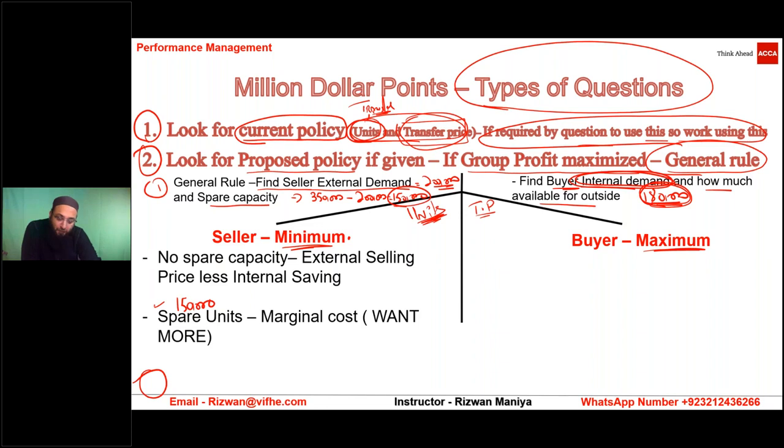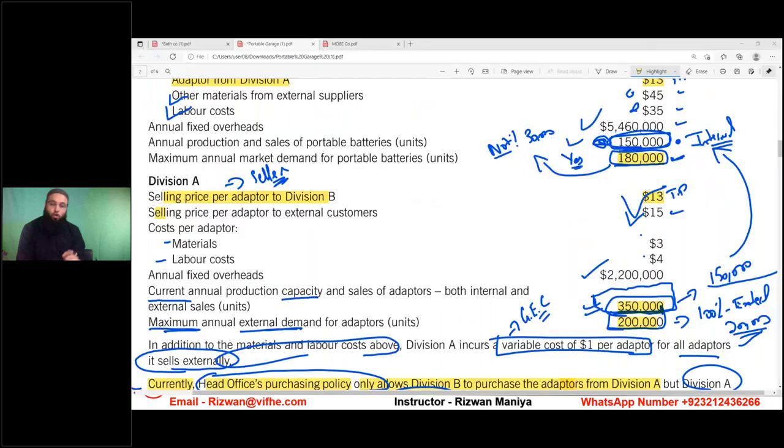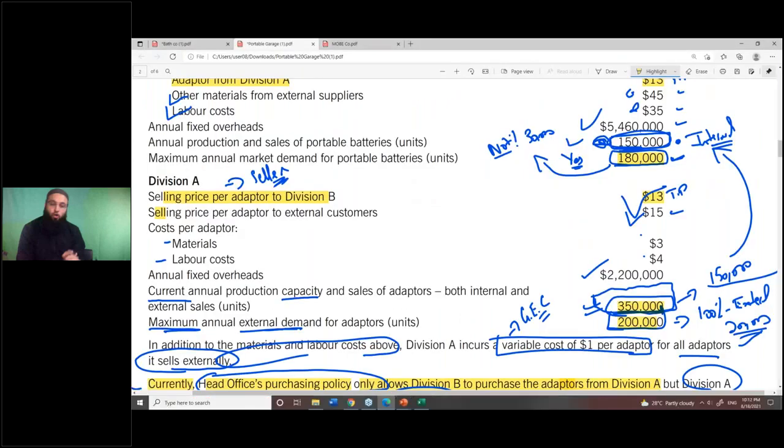If you have found the spare units of the seller, remember the minimum transfer price will be marginal cost. Remember this only right now. Whatever rules I've made are based on the general rule, so just keep this in your mind. That's enough for you now. So for the spare units, the minimum transfer price of the seller will be marginal cost. Let's go to the question. Seller's marginal cost is how much? 3 material, 4 labor. That's seven.